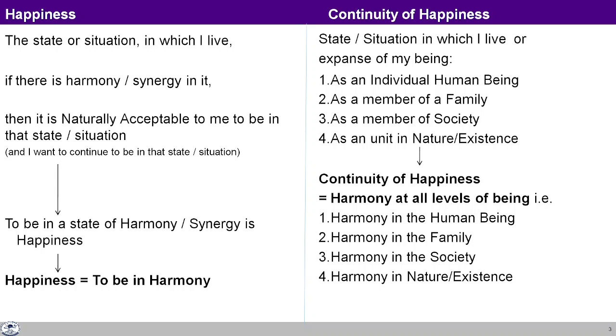So happiness is to be in harmony. Harmony in the self, harmony in the human being, and the being expands to the family, harmony in the family, harmony in the society, and harmony in nature and existence. In that way, the self expands its being. And if you try to understand harmony at all four levels, you can lead a continuity of happiness. That is very much possible.